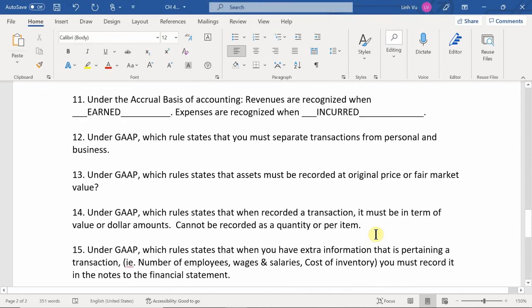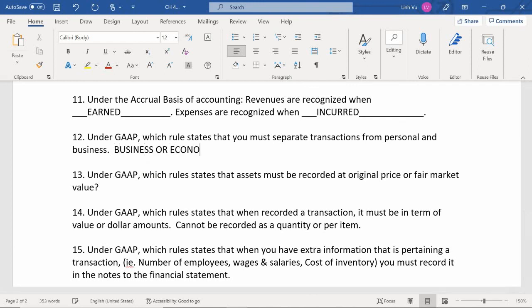Number 12, okay? Under GAAP, which rule states that you must separate your personal versus your business? Which rule is that one? Business entity. Yes, business or economic entity.